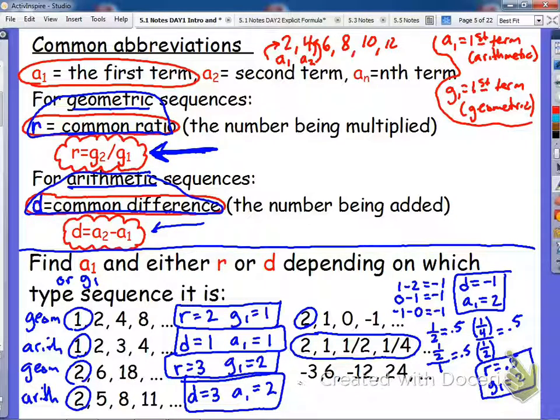And I can get that if I take 6 and divide by -3. What is that? -2, right? What about -12? Divide it by 6. What is that? -2. What about 24? Divide it by -12. -2. Okay, so you have these three examples.